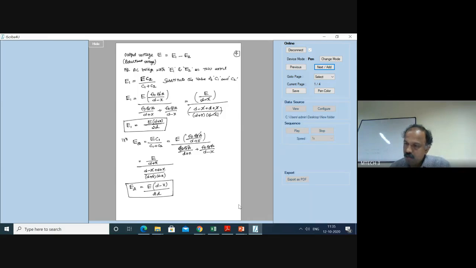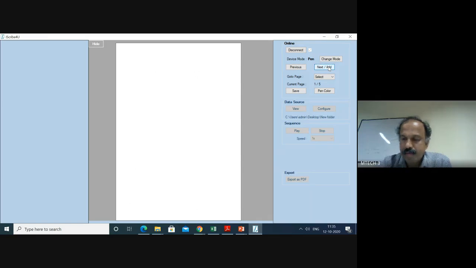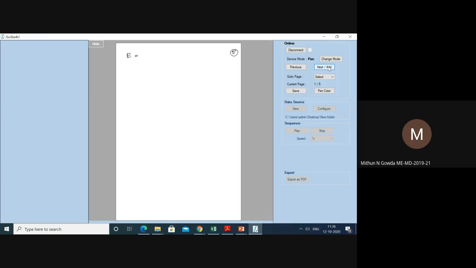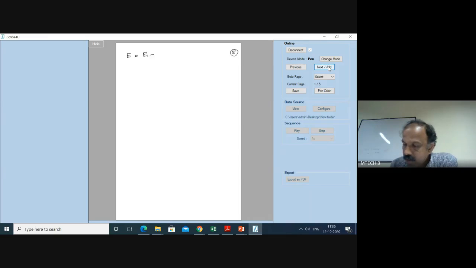Now, what is the value of output voltage now? Okay. We'll go to the 5th page. So, to calculate the value of E now, what is E? E1 minus E2. Okay, right. What is E1 now? E into (D plus X) divided by 2D minus E into (D minus X) divided by 2D.